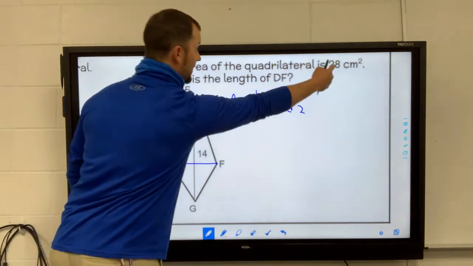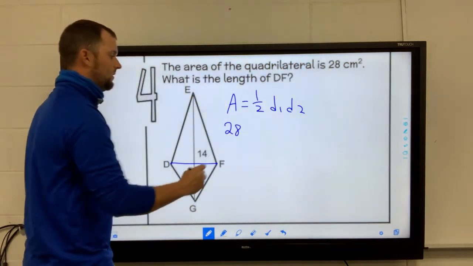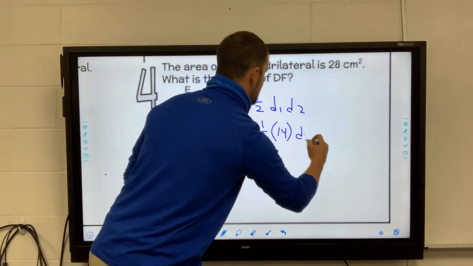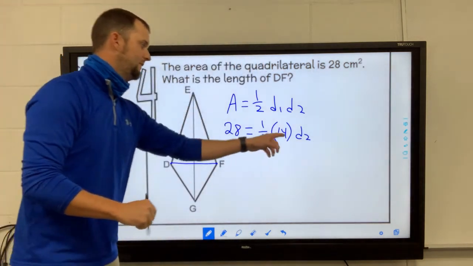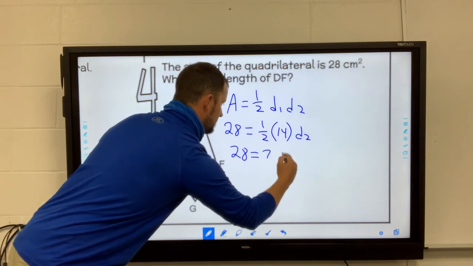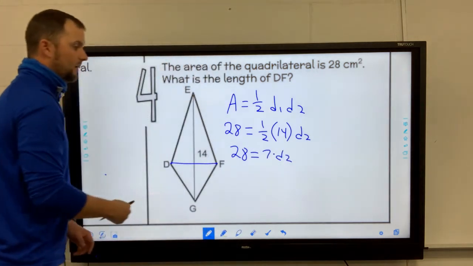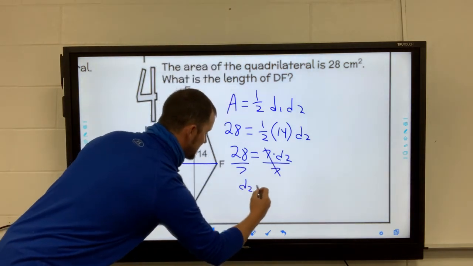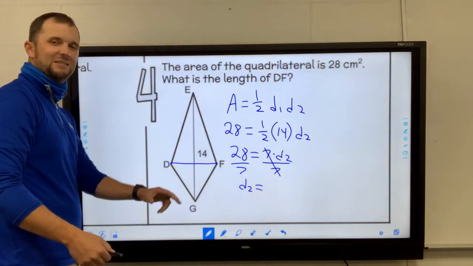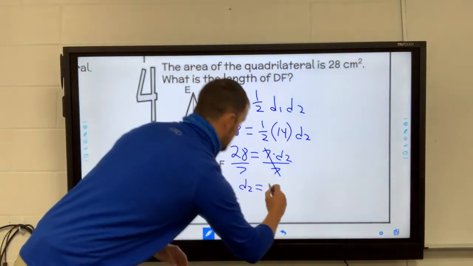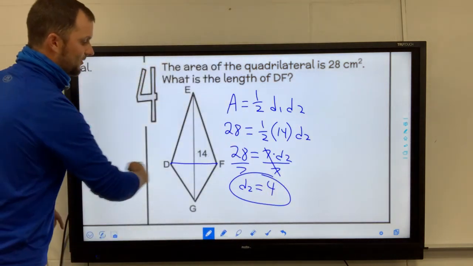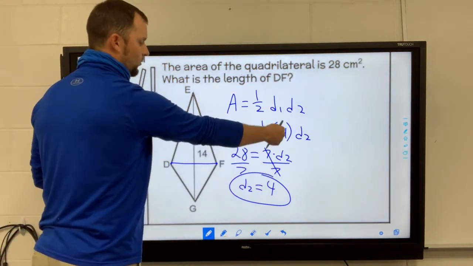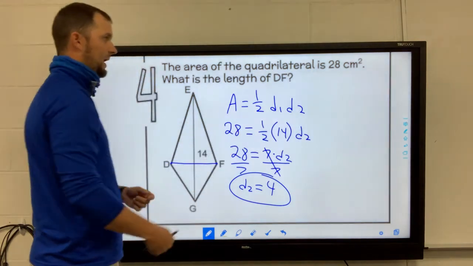So actually, the area is 28. I'm going to stick that in for the A, okay? And then 1/2, my diagonal 1 is going to be 14. And then I need to solve for diagonal 2. So 1/2 of 14 is going to be 7, and I know I'm multiplying here. So the opposite of multiplying those two is going to be division. So I'm going to divide by 7. That means diagonal 2, or D to F, 28 divided by 7 is going to be 4. So your final answer for that diagonal is going to be 4. Because if I did 1/2 of 14, that would give me 7, and then 7 times 4 would give me 28. So I know that works there.